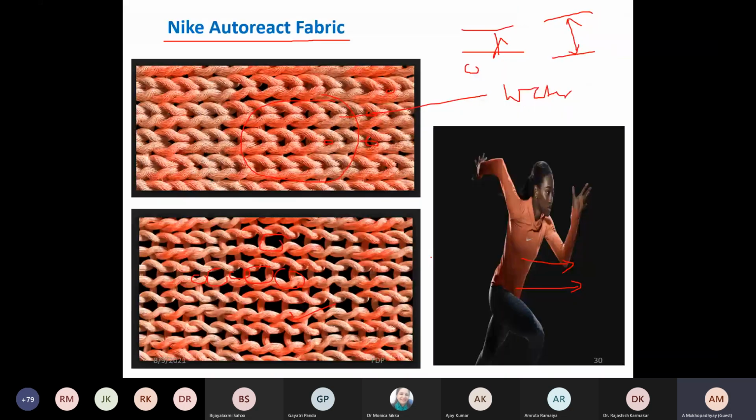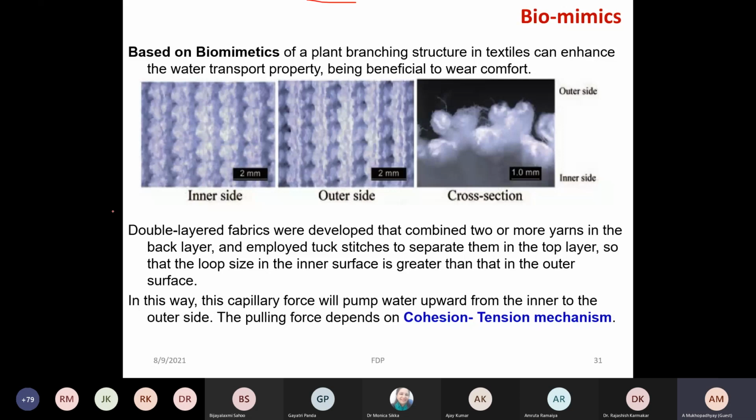Another technology is based on biomimics. The fabric can be made in such a way, the knitted fabric, the structure is such that the layer which is next to the skin has the larger pore channel, followed by the smaller pore channel, and there is a branching also. So the pore channel will be larger in size, and gradually it becomes smaller as you move to the other side, and there could be branching of the pores. Because of this, it acts like a tree where the water is pulled up by means of the cohesion tension mechanism, from one side to the other side. So this is another development.